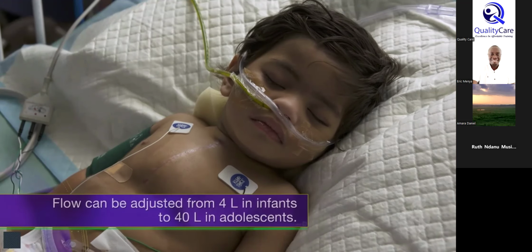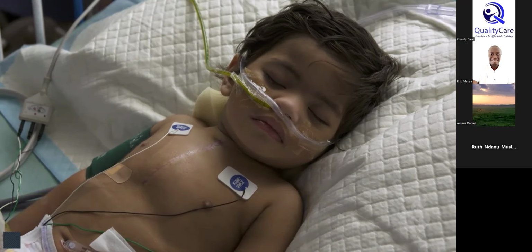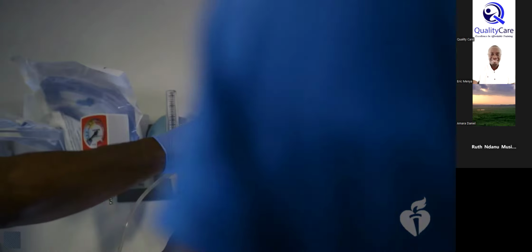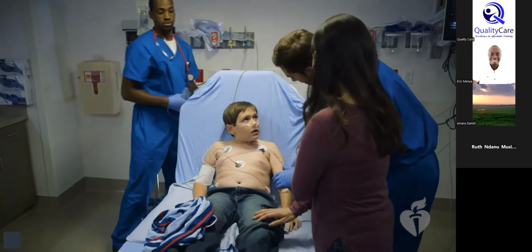Now, the flow can be adjusted from 4 liters in infants up to 40 liters or more in adolescents. You can also titrate the flow to provide additional inspiratory and expiratory pressure. This may improve the patient's work of breathing. High-flow nasal cannula systems deliver a combination of both room air and oxygen. They allow healthcare providers the flexibility to also titrate oxygen concentration based on the patient's needs and saturations.